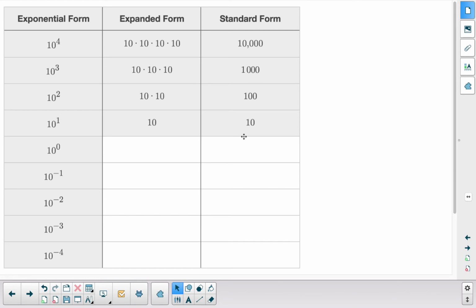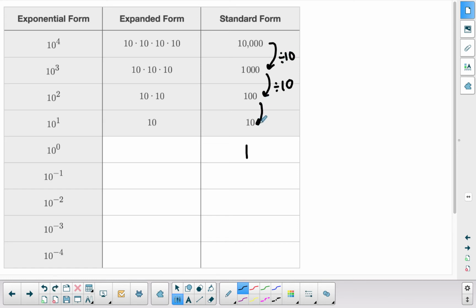Well, if you're looking at this pattern, something is emerging here. What do you notice? There's actually one less zero in each number in standard form, so hopefully you recognize that this right here could be 1. And the reason that there's one less zero is that you're dividing by 10 every time as you go down. And of course, to get from 100 to 10, you divide by 10. So if I'm right here, we're going to keep with our pattern. Even though it says 10 to the 0, you're probably tempted to write 0 right here. You're going to just keep dividing by 10. Keep with the pattern that was already established.